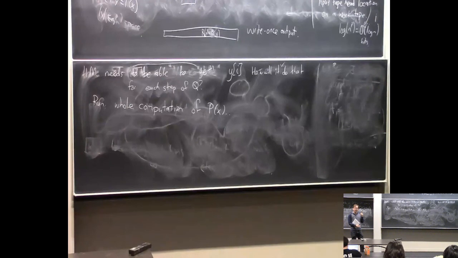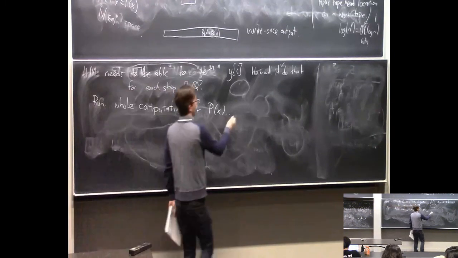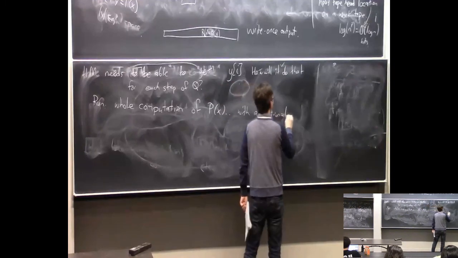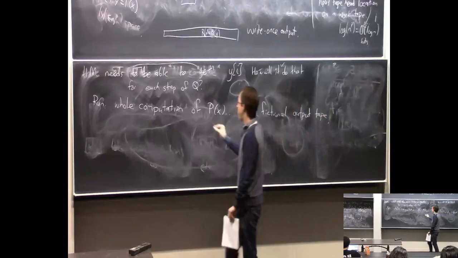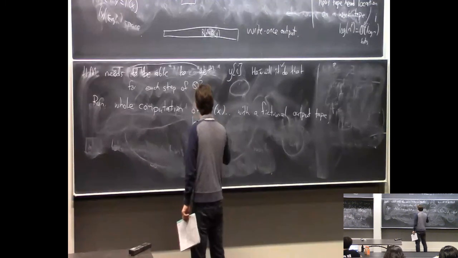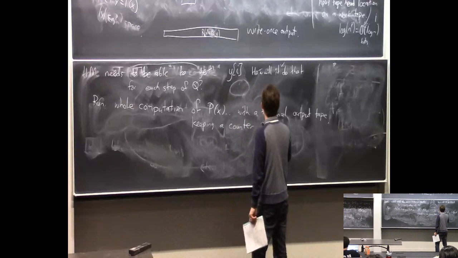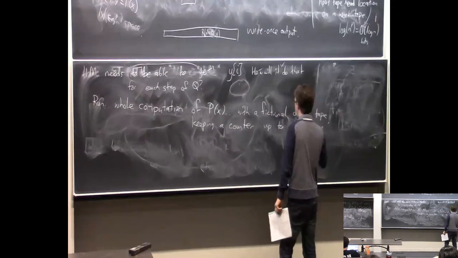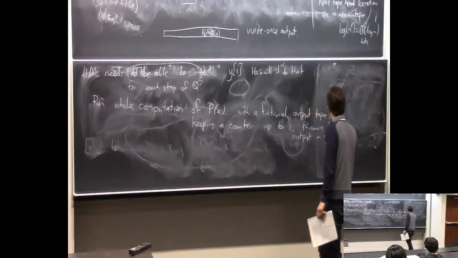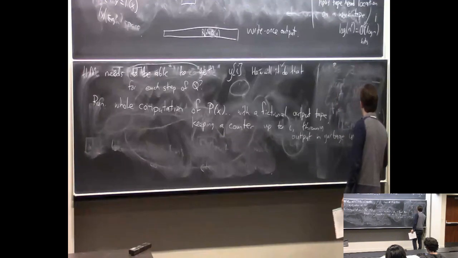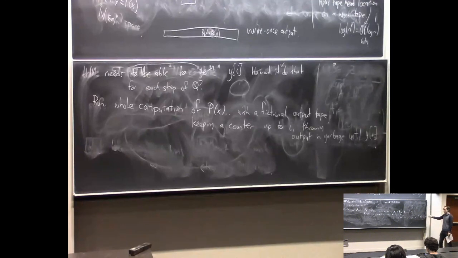But you retain a counter. And you retain a counter until you've written I many symbols, hypothetically. And then you know the answer. And then you can actually stop the computation of P of x if you want. So you run the computation of P of x with a fictional output tape, keeping a counter of how many symbols you've written up to I, throwing the output in the garbage until you get to the ith symbol. OK, so you use the work tape to keep track of how many symbols you output. And once you get to the ith one, you're like, great, I know it. Now I can do one step in the computation of Q. And then to do the next step, you're going to run P all over again to get the next yi. OK, that's it. I'll see you on Thursday.